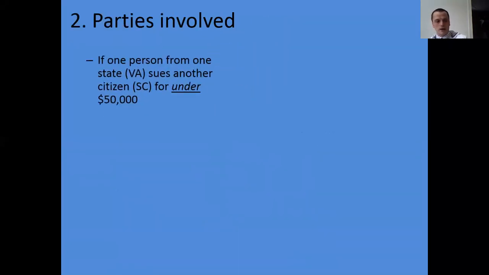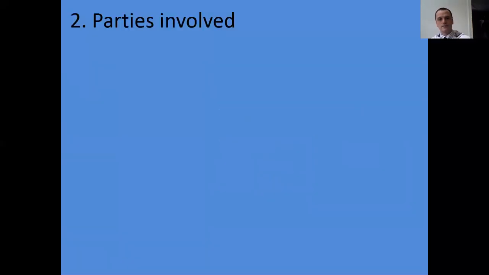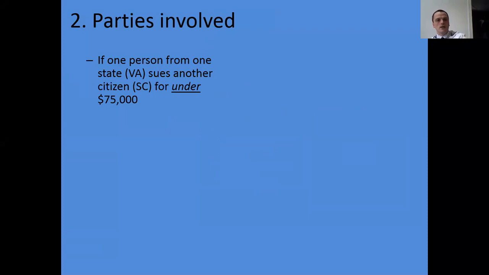Parties involved. I have to make that correction again. Anything under $75,000 is going to be state. What we refer to as diversity of citizenship cases is if the two parties are from different states. So if, for example, you've got one person suing another person and they're both from Virginia, then this type of case would not apply. I might give you a scenario like that, so don't be thrown off, please.